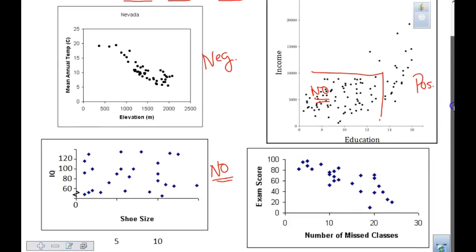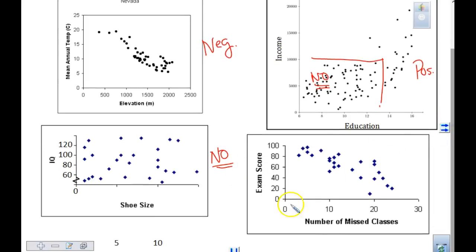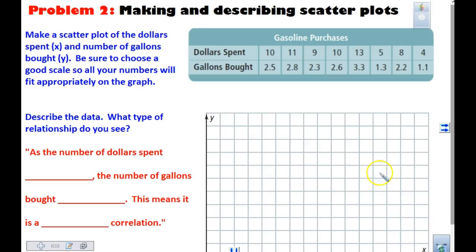And if we are looking at that last one, exam scores with number of missed classes, Devin, what would you say? Negative. It's negative. Meaning that as you miss more class, the more days that you miss, possibly you aren't going to do as well on your exam. So those are positive and negative correlations.